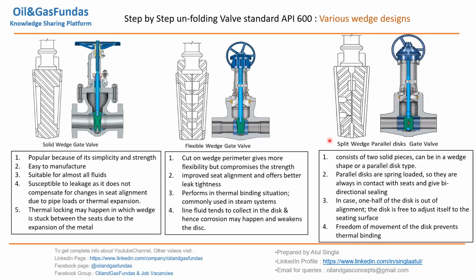So that's why this one is better as compared to this. Although this is very easy to manufacture, this one has some complications. So some drawbacks and some benefits are there. Based on process requirement and other properties, we can select one of these wedges. So this was all about gate valves, which we have covered in this section.